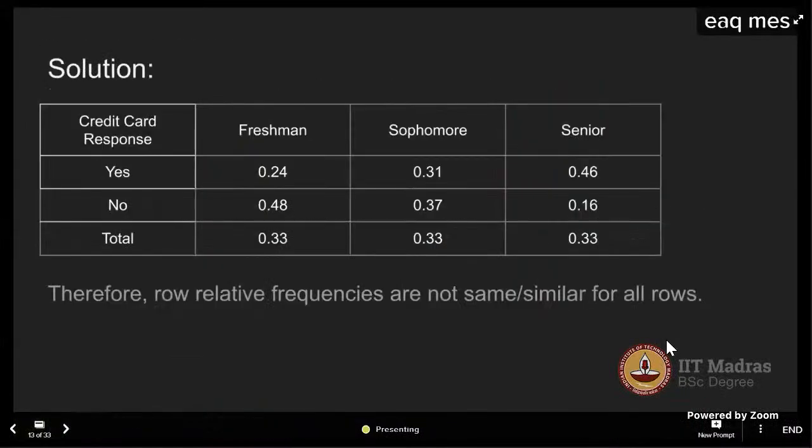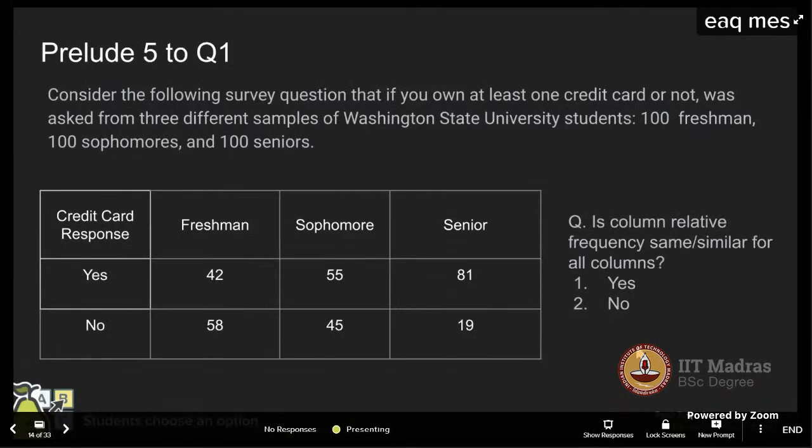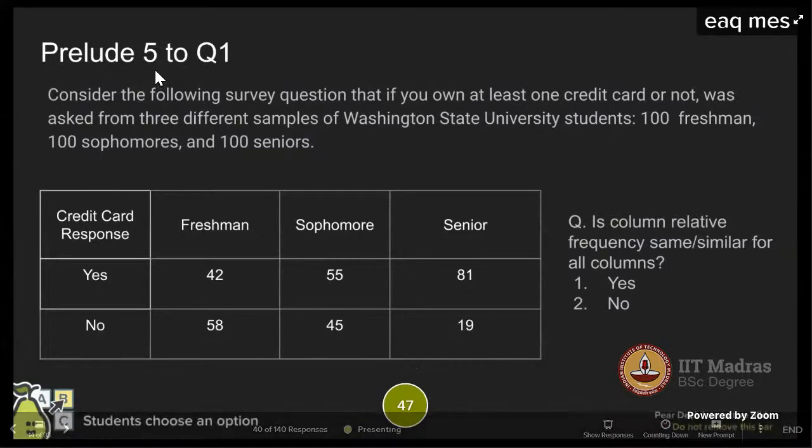Okay, moving on to the next. I think you can answer it in only a minute. Are the column relative frequencies similar for all columns? They will not be the same, na sir? Yes, because the row relative is not the same, the column also by default will not be the same.